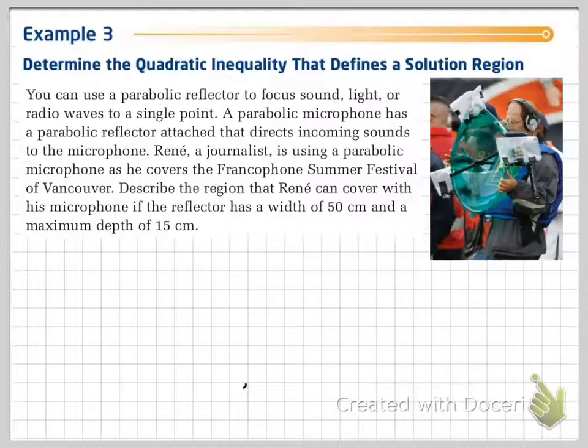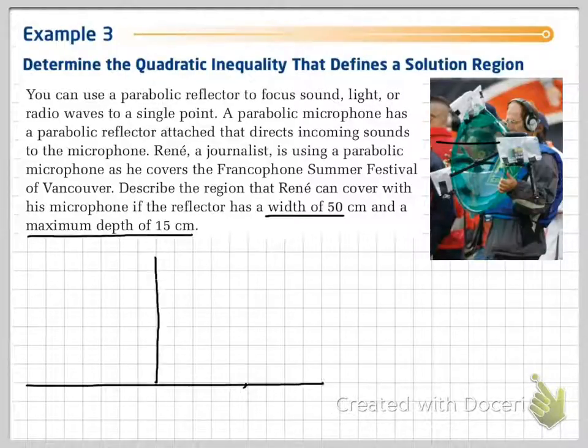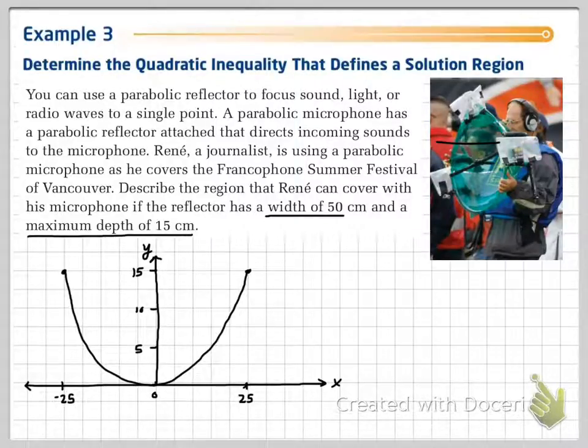Describe the region that Rene can cover with his microphone if the reflector has a width of 50 centimeters and a maximum depth of 15 centimeters. Well, let's draw a set of axes and then lay out our parabolic reflector. Remember, it has a width of 50, so it's going to go from positive 25 to negative 25, and it's going to have a maximum depth of 15, so it's going to start at 0, 0, and it's going to go up to 15 for a height. This would represent our parabolic reflector.